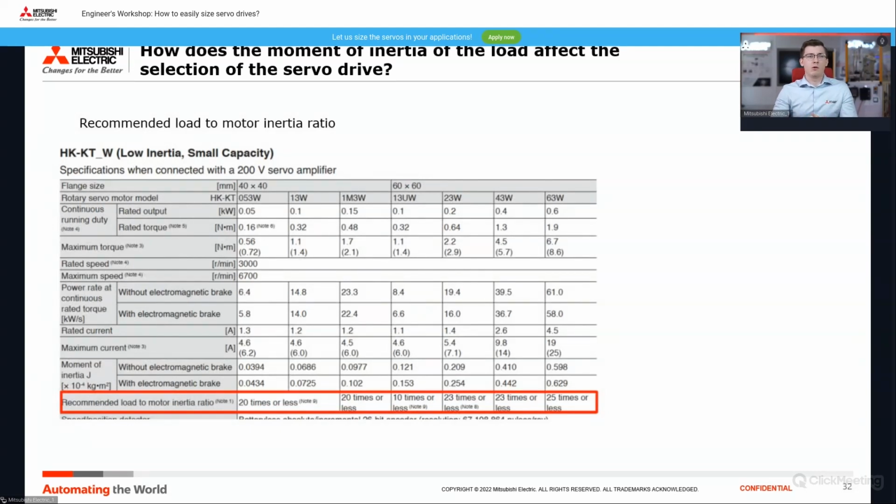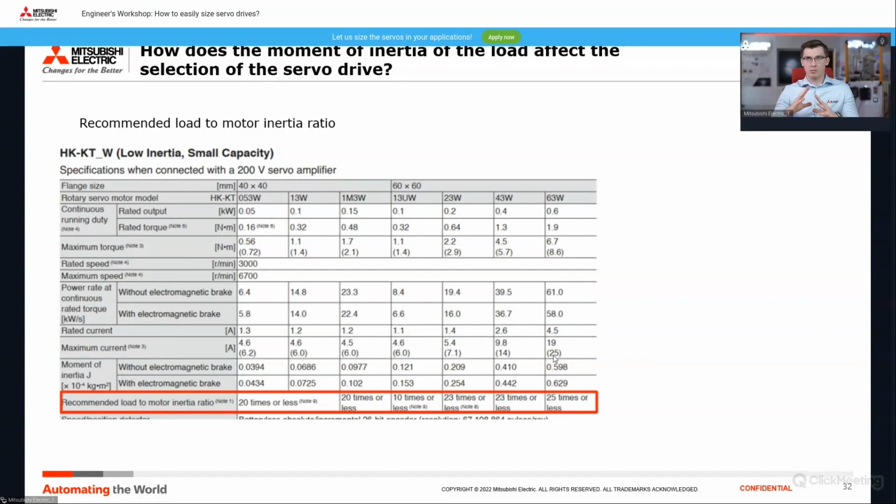This is the picture from our catalog of the KT motors. And as you can see on these red marks, there is the value of this inertia ratio for different motors. So for example, for the 600 watt motor, we have 25 times or less. Yes. What does it mean? It means that when you look for the inertia moment of the motor, it will be here. Yes, 0.6 kilogram centimeter square.